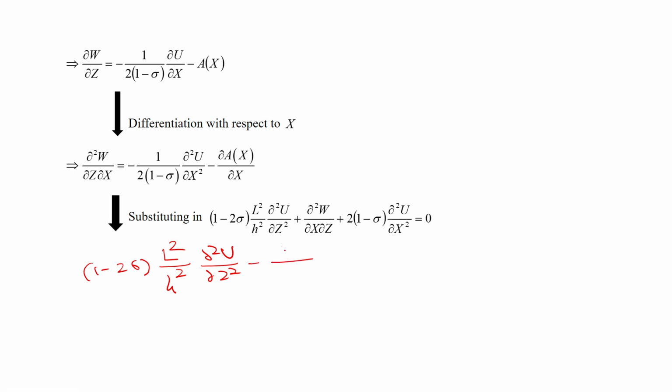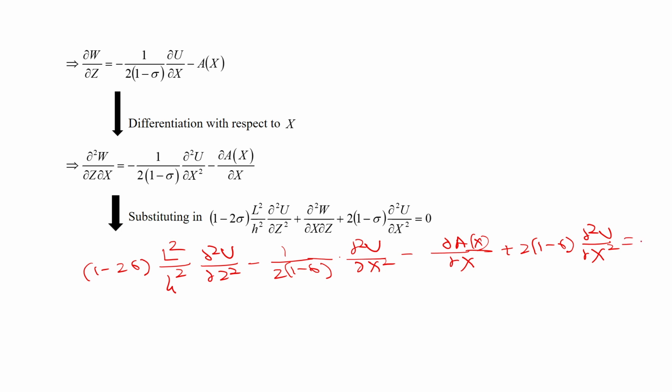So, the minus 1 by 2 into 1 minus sigma, this will be del square u by del x square and minus del of a of x by del x, then plus 2 into 1 minus sigma into del square u by del x square, this is equal to 0. So, let us now accumulate all the terms together. It is 1 minus 2 sigma into L square by h square into del square u by del z square, and then I can do the following.